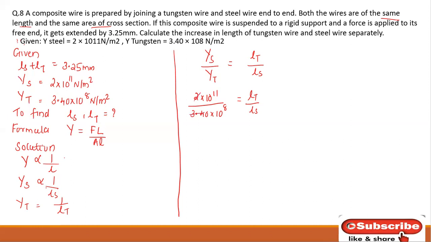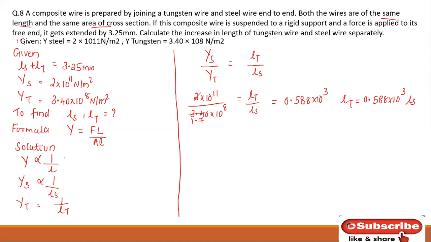On solving this, 2 into 10 raised to 11 upon 3.4, by cancelling with the 2, we will get 1 upon 1.7. 10 raised to 8, when it goes to the numerator, becomes minus 8. So 11 minus 8 is 3. On solving this, we will get LT upon LS is 0.588 into 10 raised to 3. From this we can find out LT. On cross multiplying, we will get LT is equal to 0.588 into 10 raised to 3 LS.